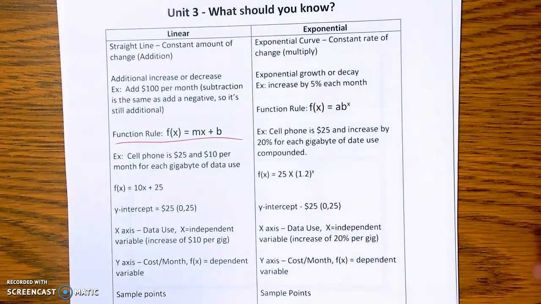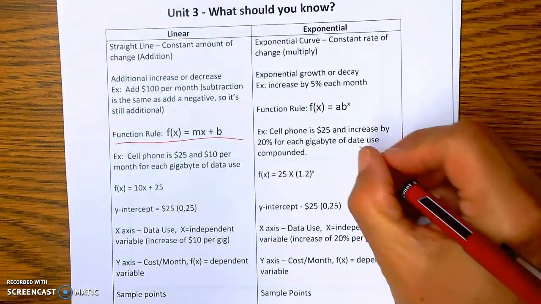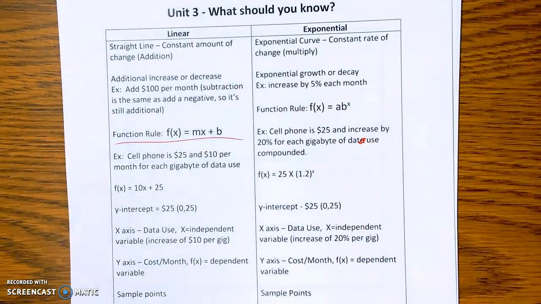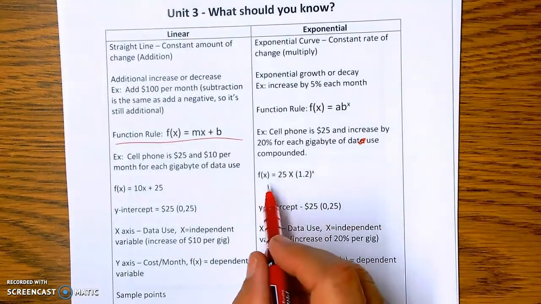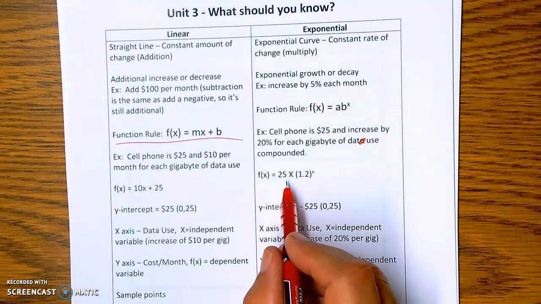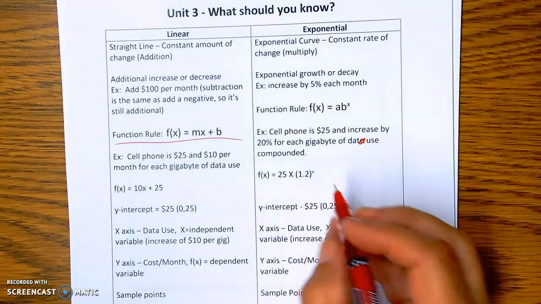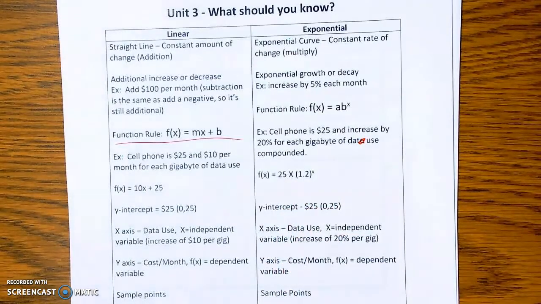If you look at exponential, this is a growth. You're paying out more money, so the cell phone is $25, increased 20% for each gigabyte of data used, compounded, which means it's not 25 plus 10%, 25 plus 10% each time. It's 25 plus 10%, which gives our new number, and then that number times 10%, and so on. So in this case, it would be f of x equals 25 times, and this is a times sign, not an x, 1.2 raised to the x power. So it all depends on which one you're doing.